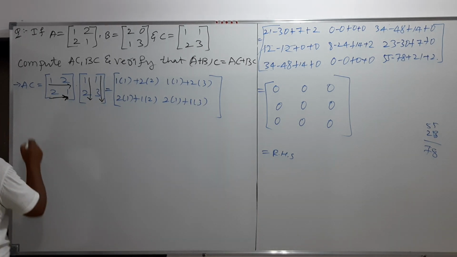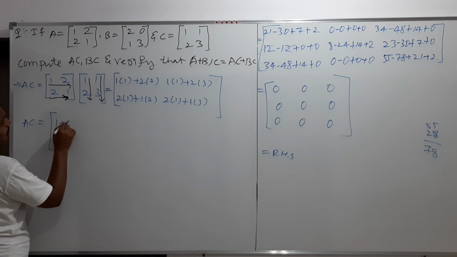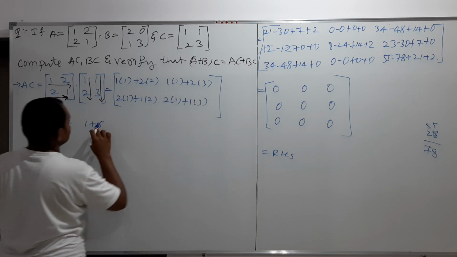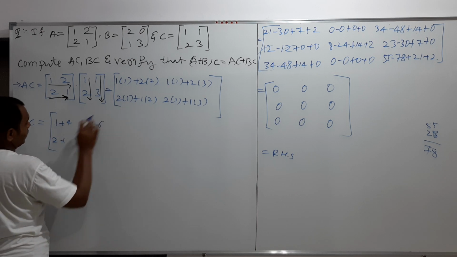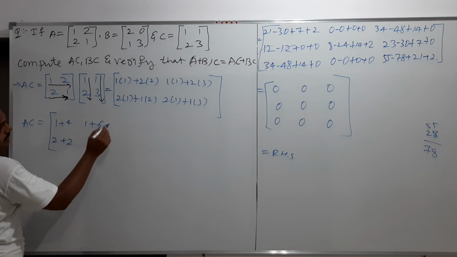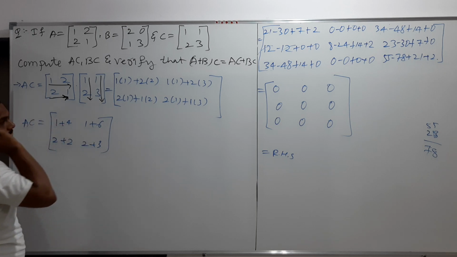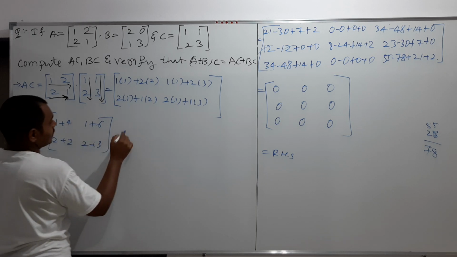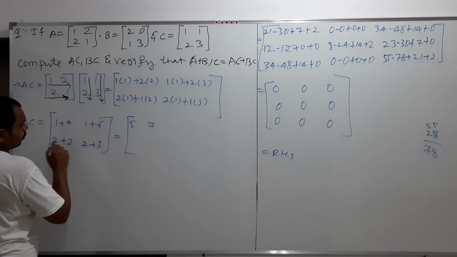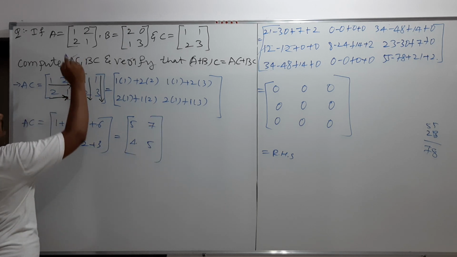So further simplify this, my dear students. Here AC is equals to 1 into 1 is 1 plus 2 twos are 4. Next, 1 into 1 is 1 plus 2 threes are 6. Next, 2 into 1 is 2 plus 1 into 2 is 2. Next, 2 into 1 is 2 plus 1 into 3 is 3. Clear? Further simplifying, you will get 4 plus 1 is 5, 6 plus 1 is 7, 2 plus 2 is 4, 3 plus 2 is 5. This is your AC value. You calculated the AC value.